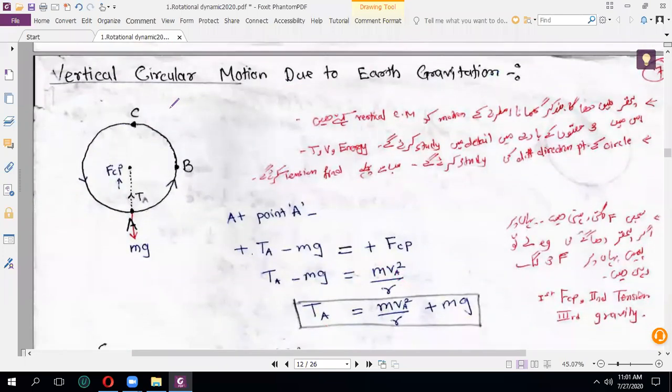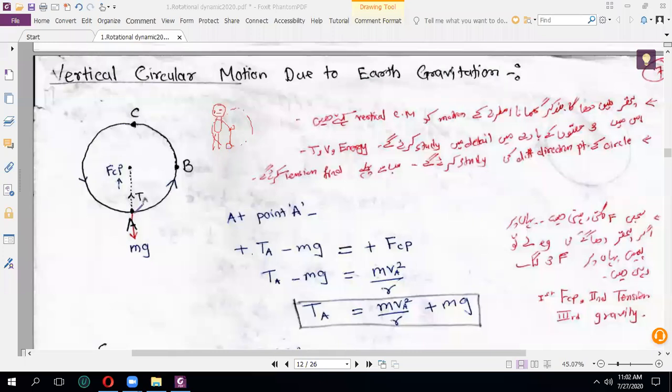Now next we start vertical circular motion due to earth's gravitation. Vertical circular motion. Suppose this is a person, and again we are taking the stone and thread example. They tie a stone with this thread and start moving it like this. This type of motion is called vertical circular motion. Understood? They are moving up and down. Correct? This is called vertical circular motion.